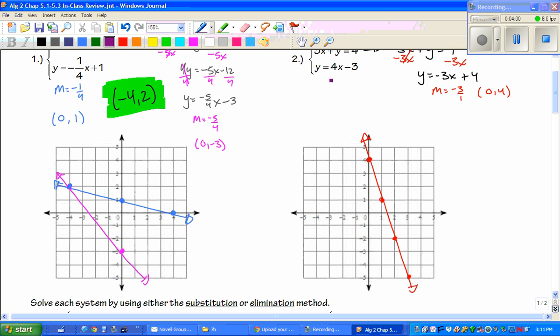And now the next one is already in slope-intercept form. Okay, so our slope is 4 over 1, and the y-intercept is 0, negative 3. So go 1, 2, 3, 4 over 1. You find where they meet. 1, 2, 3, 4. I'm just going to put another point because we can. I'm lining up my ruler. And let's draw. Okay, so where do these lines meet? They meet at 1, 1.